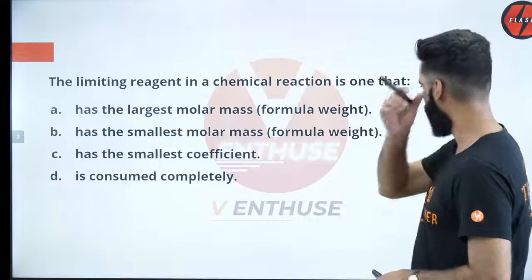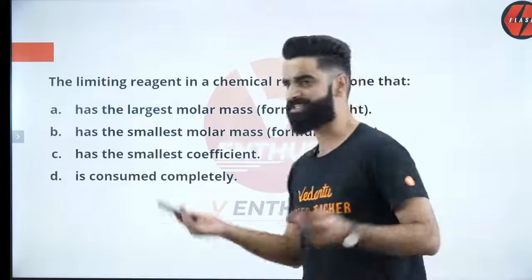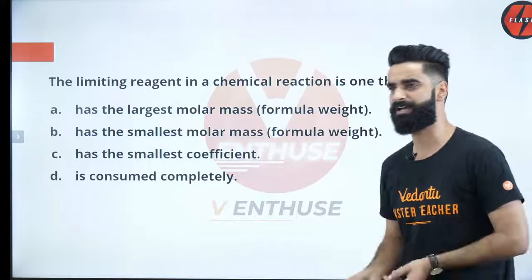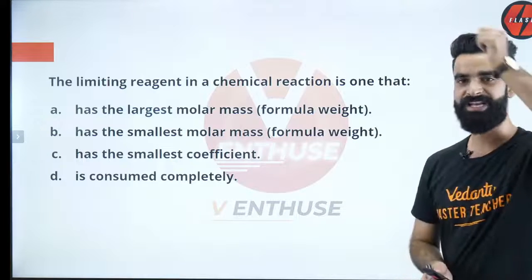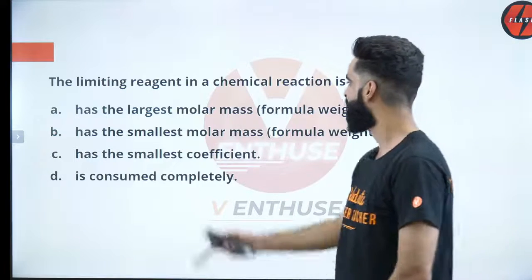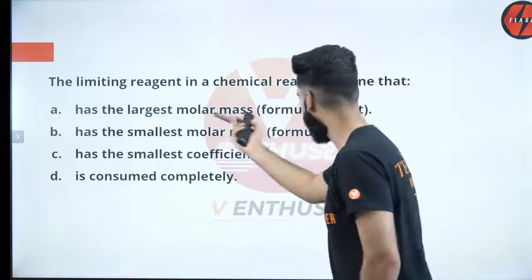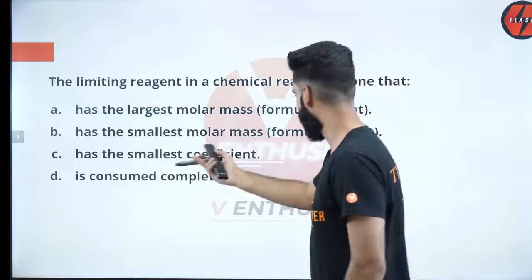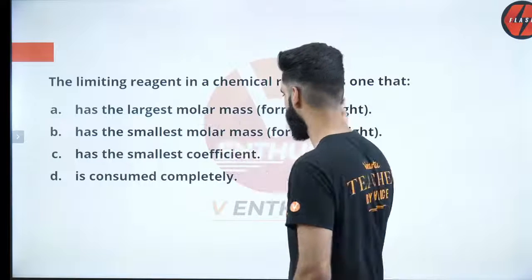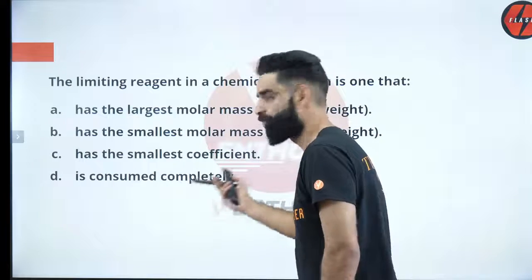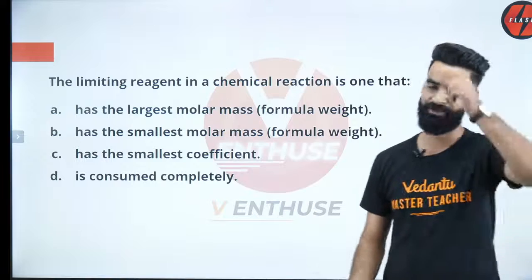Okay, I have got one more last question for you. Just tell me the answer, guys. Complete theoretical question it is. The limiting reagent in a chemical reaction is one that has the largest molar mass, that has the smallest molar mass, that has the smallest coefficient, or is consumed completely. You guys give me the answer.